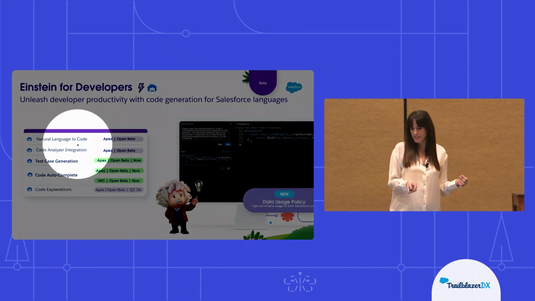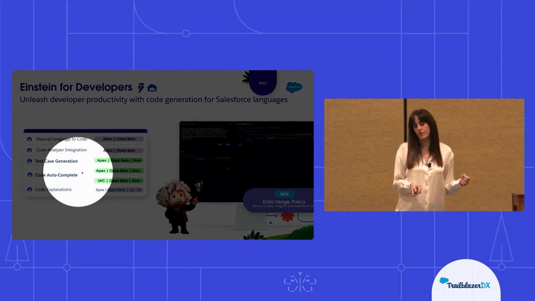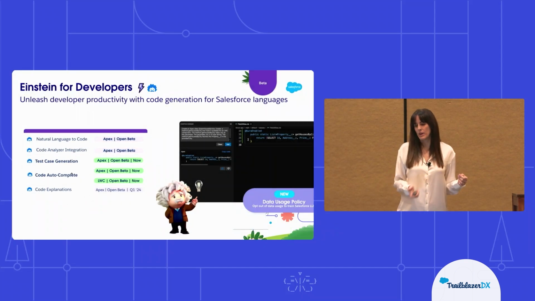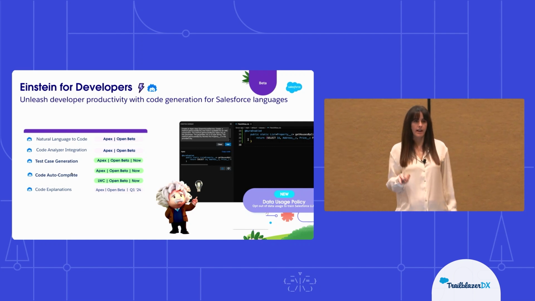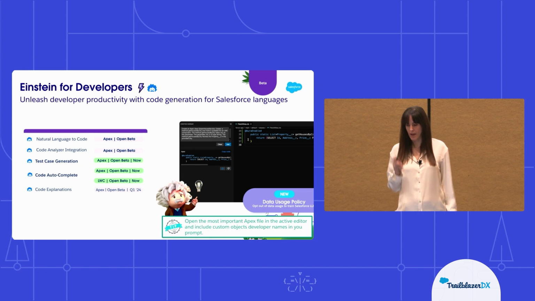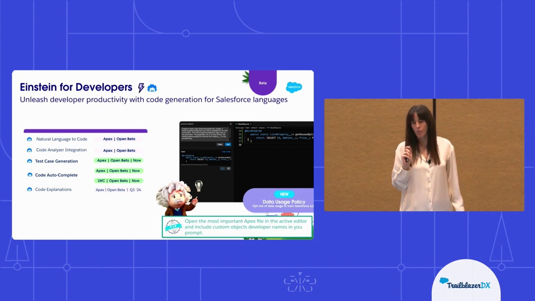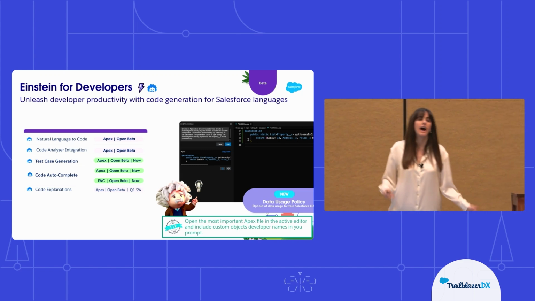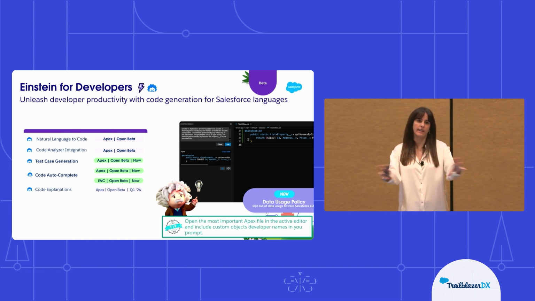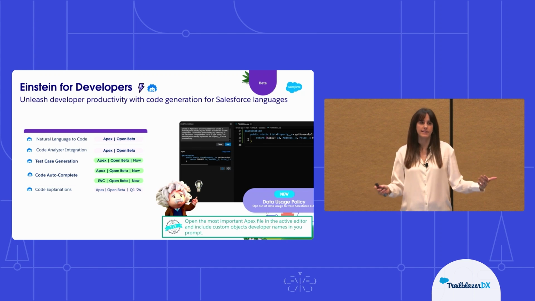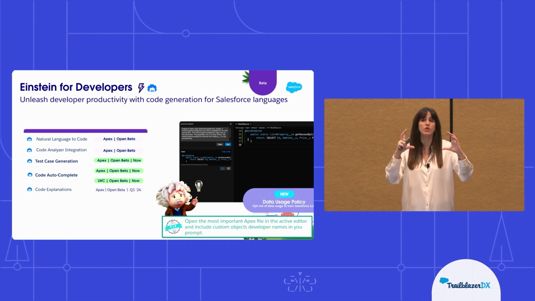But I'm more interested in talking about the new features that it has, which are the test case generation and code autocomplete. And I'm going to show you better in a demo. One important thing is that Einstein for Developers takes into account the context. And the context is, first of all, the metadata that you are passing in your prompt.